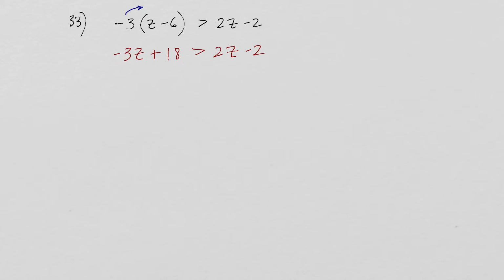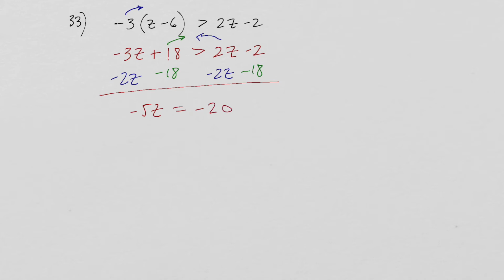Now, so that you don't make a weird mistake when you're graphing, I'm always going to bring the variable part to the left-hand side. So I'm going to move this over here by subtracting 2z from each side. And then I'm going to move this over here by subtracting 18 from each side. And negative 3z minus 2z gives us a negative 5z. And negative 2 minus 18 gives us a negative 20. Oops, and I put in equals here, sorry. That's a greater than. So now I'm going to get rid of the negative 5z by dividing by negative 5.